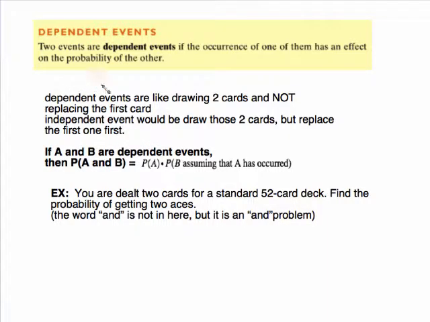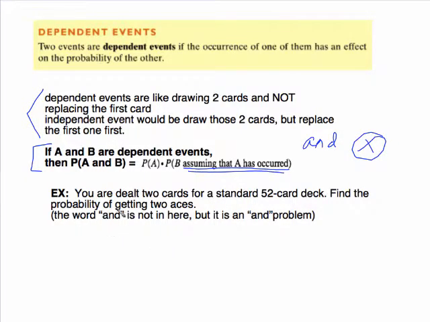Now, dependent events. Two events are dependent events if the occurrence of one of them does have an effect on the probability of the other. So, dependent events are like drawing two cards and not replacing the first card. An independent event would have been if we drew those two cards, but we replaced the first one before we drew the second one. So, if A and B are dependent events, the probability of A and B is P of A times P of B, assuming that A has occurred. I'll explain that as we do the arithmetic. It's still a multiplication. When you see the word "and" or "and then," you're going to multiply.